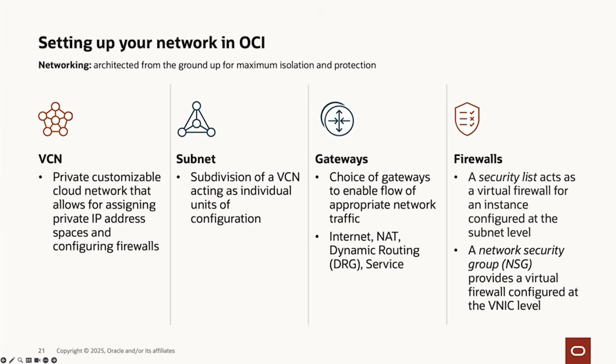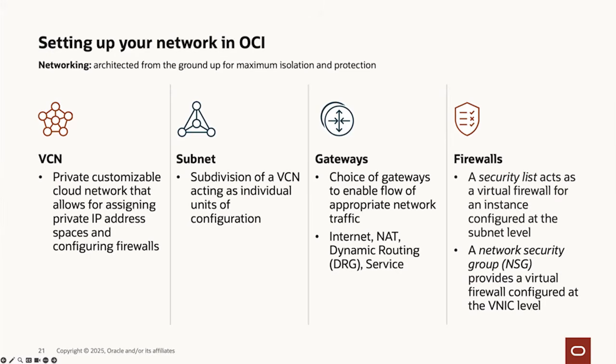Each VCN is subdivided into subnets, and each subnet can be either public or private. You can have more than one subnet in an AD, availability domain, for a given VCN. And one thing to make sure of is that you don't have any overlapping private IP space in general, so no overlapping CIDRs or anything like that.